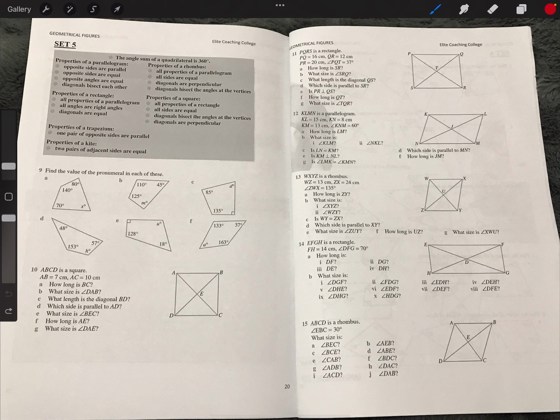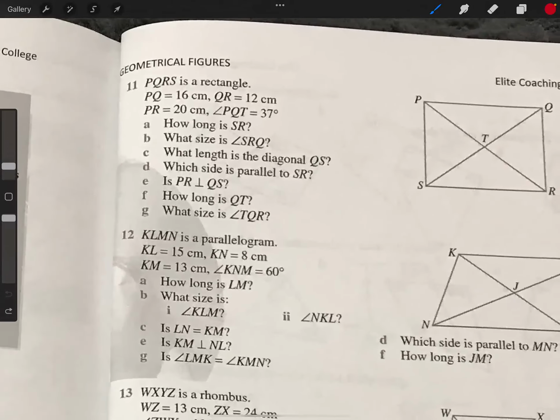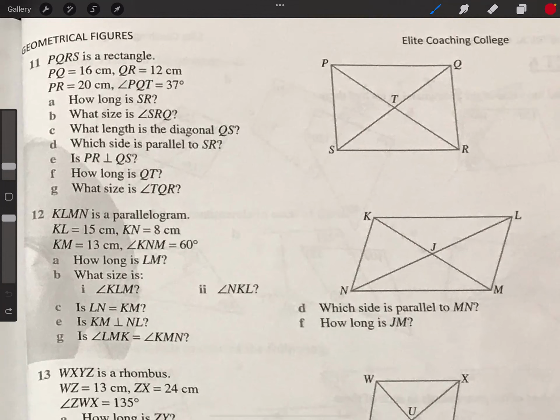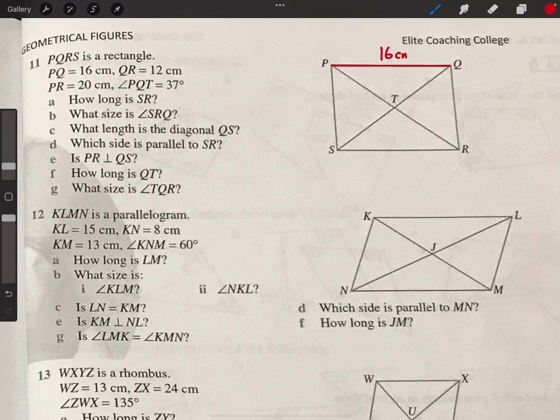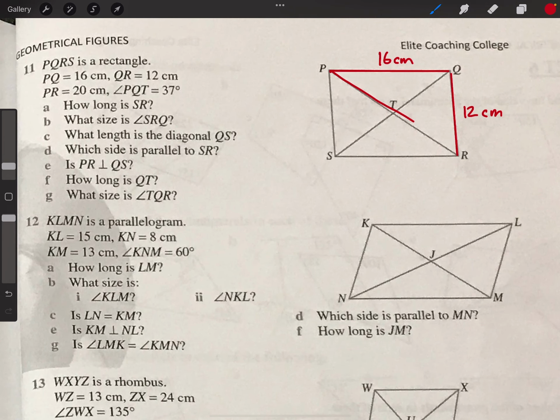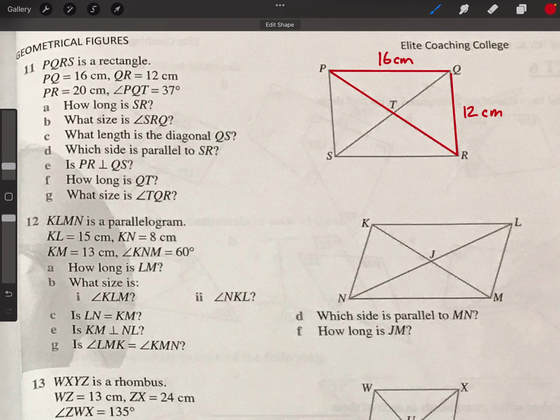On page 21, we're doing Set 5, Question 11. PQRS is a rectangle. PQ is 16 centimeters. PQ is the length, this one here, and that is 16 centimeters. Now QR is equal to 12 centimeters. And PR is the length from here to here, and that's equal to 20 centimeters.